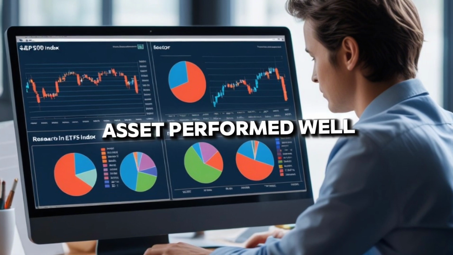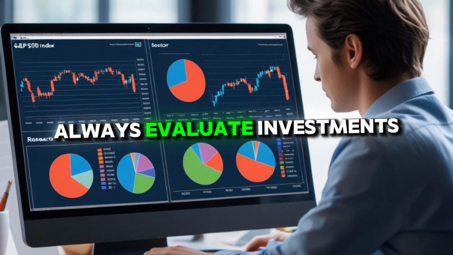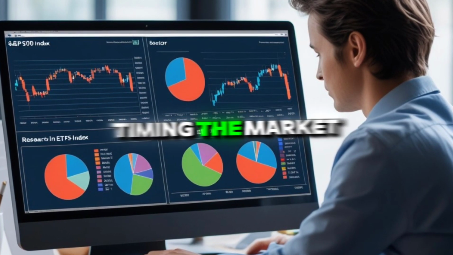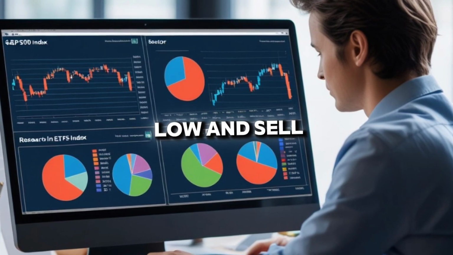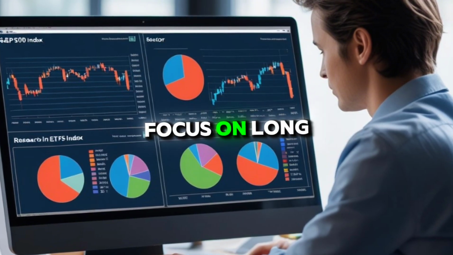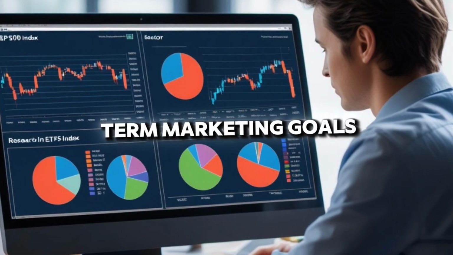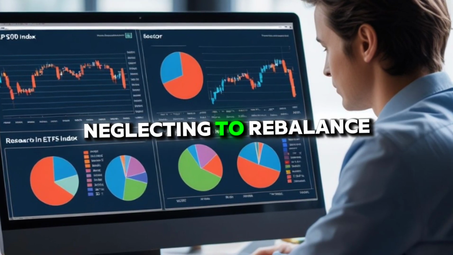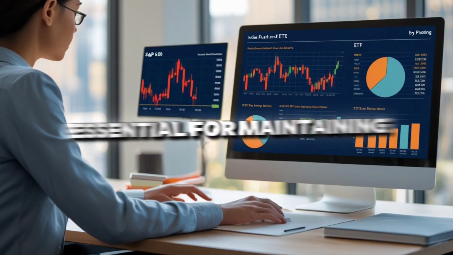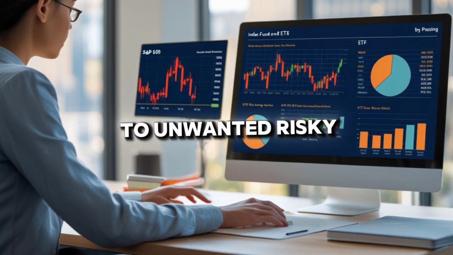Chasing past performance. Just because an asset performed well last year doesn't mean it will continue to do so. Always evaluate investments based on their fundamentals, not just past performance. Timing the market. Trying to buy low and sell high can be tempting, but it's incredibly difficult to do consistently. Focus on long-term goals and avoid making emotional decisions based on short-term market movements. Neglecting to rebalance. As we discussed earlier, regular rebalancing is essential for maintaining a well-diversified portfolio. Failure to do so can lead to unwanted risk exposure.